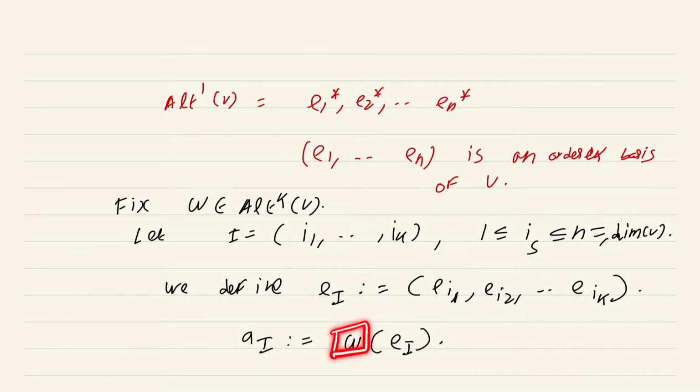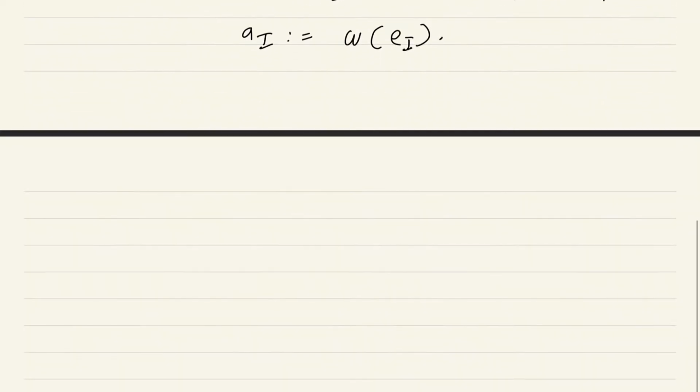So what will happen is, to determine omega in its entirety, I just need to know a_I on some special multi-indices. I need to know only when i_1 to i_k are distinct and increasing. If I know the values of a_I on those special multi-indices, then I can determine the value of omega entirely on any vector by using multilinearity as well as the alternating property. So that motivates the next definition and will be the crux of the construction of a basis. Definition: this is the definition of an increasing multi-index.